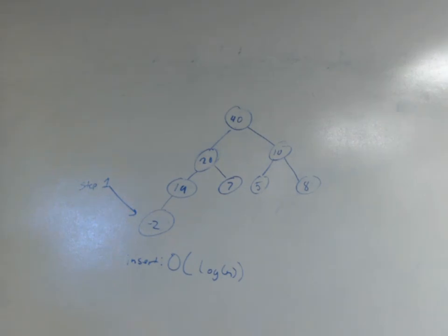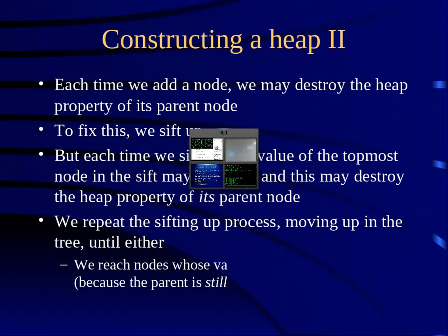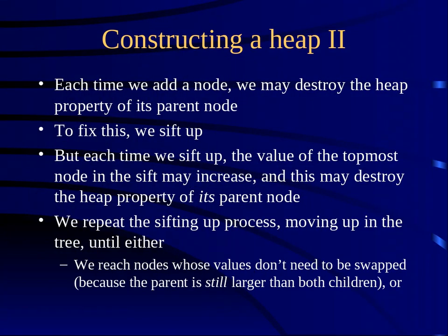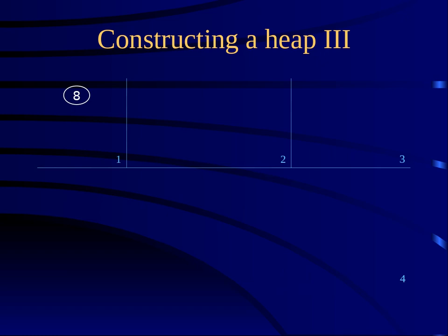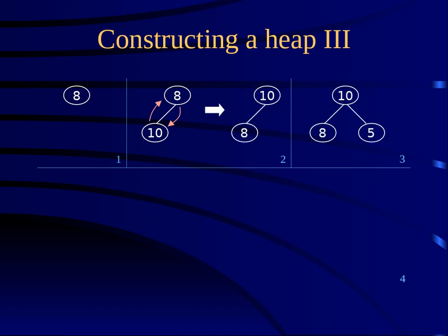Okay. Let's go look at the slides a little more. So we keep doing it, and we reach nodes whose values don't need to be swapped because the parent is still larger than both children, or we reach the root. Great, so let's talk about this. We got an 8, we added 10, what needs to happen? Sift up. Beautiful. So we added a 5, do we need to do anything? Nope.